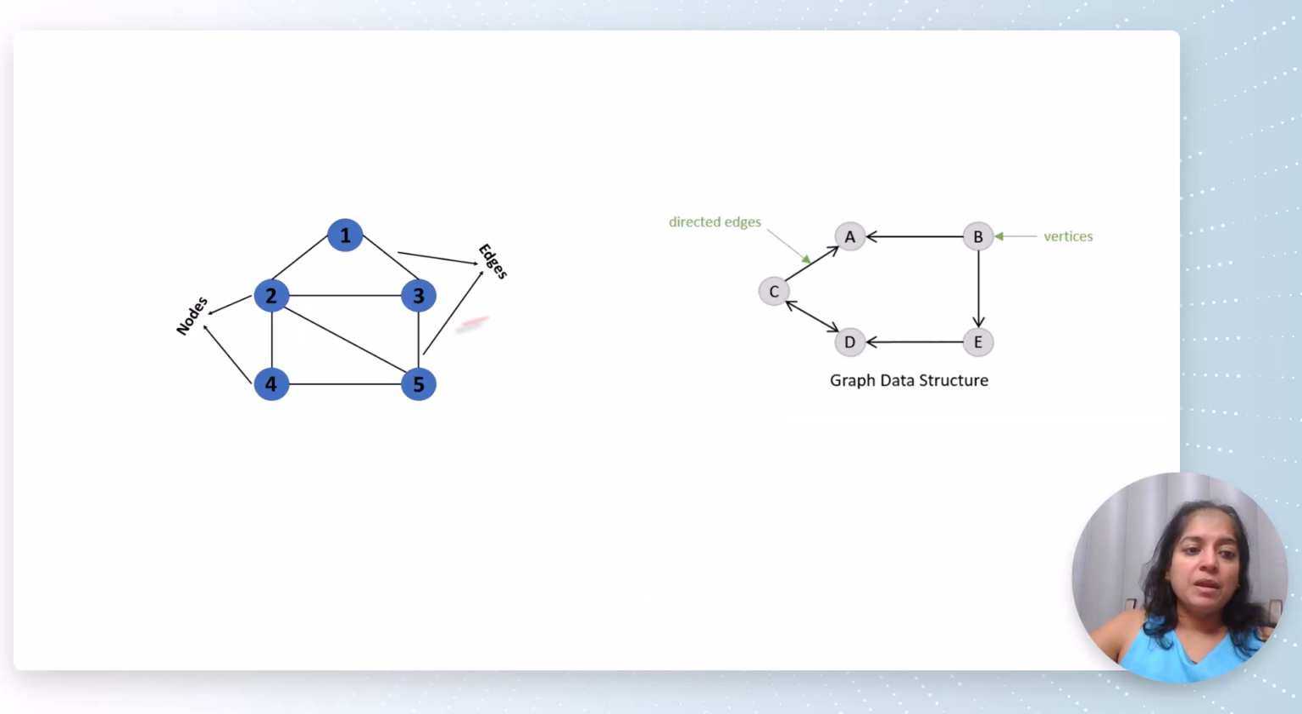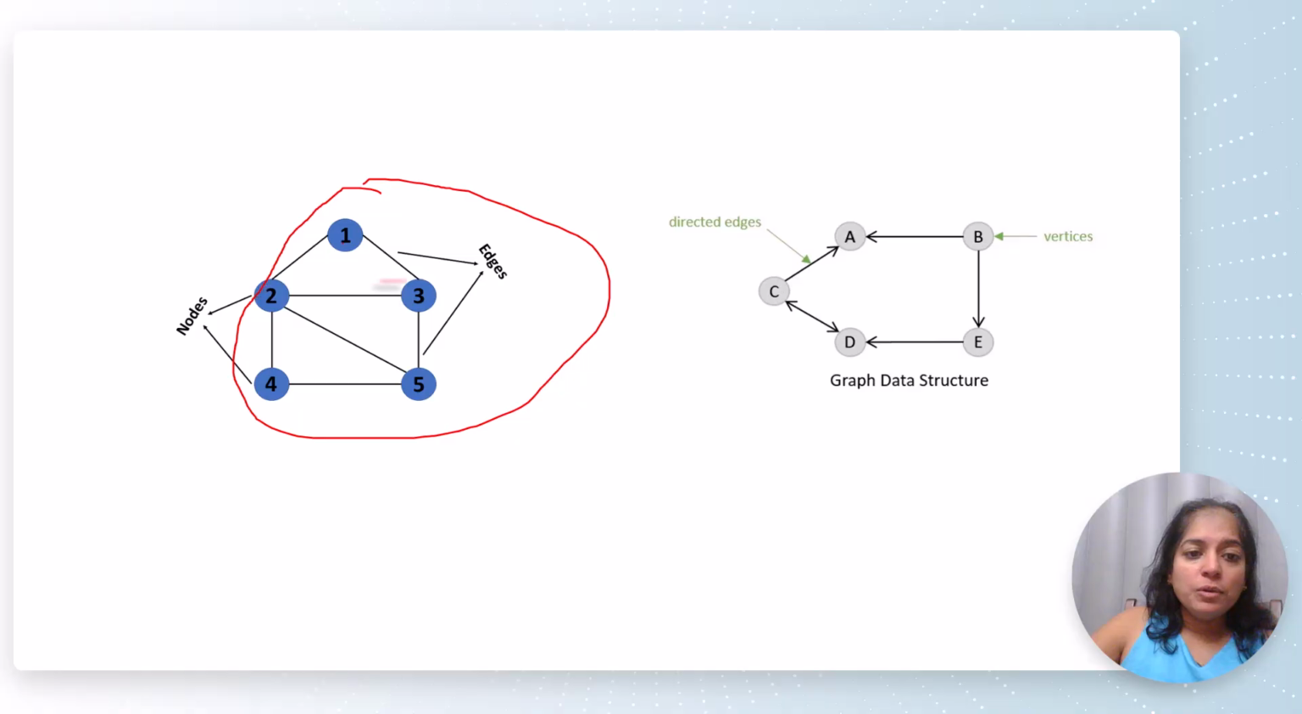For example, if you see in this graph, 1, 2, 3, 4, 5, these are the vertices, also called nodes, whereas these lines which connect them are called edges, right? Since there is no direction defined on the edges, like I can go from 1 to 2 and 2 to 1 as well, this is called an undirected graph.